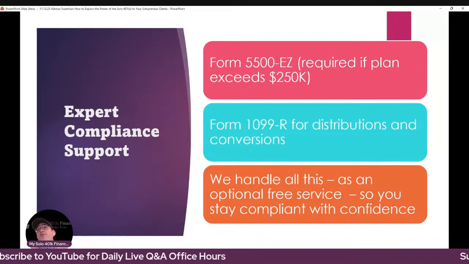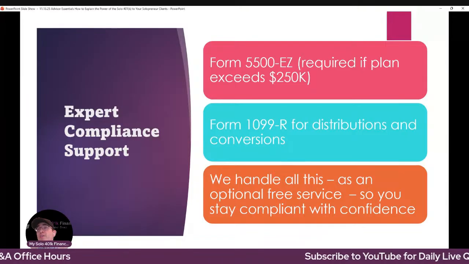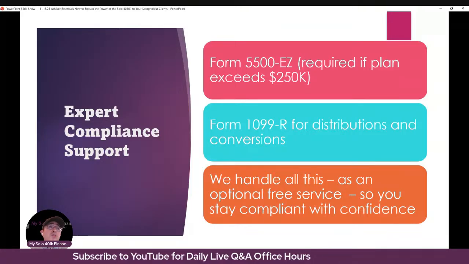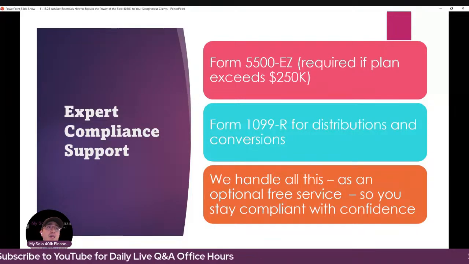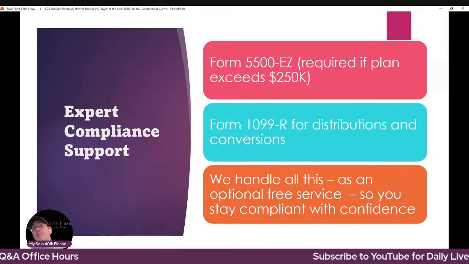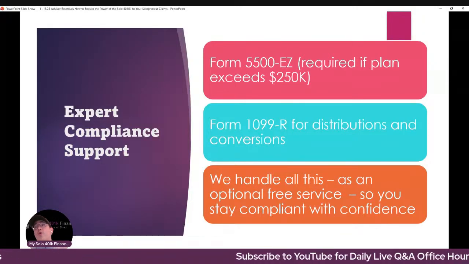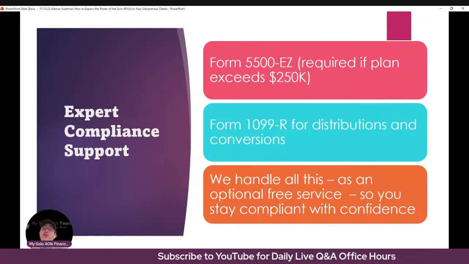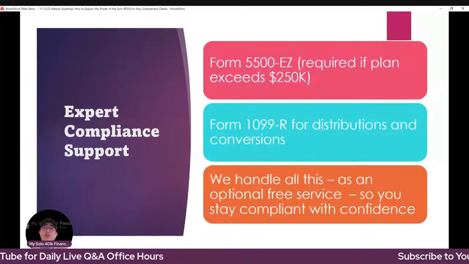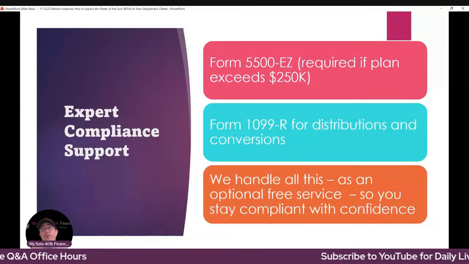In addition, a Form 1099-R. Again, an optional free service. Customers just have to let us know in a timely fashion, or their advisors will submit the forms on our website, which are available 24/7, to provide us the information we need to prepare the 1099-R. 1099-R would be needed if funds are leaving the plan, like a distribution or a rollover, or if they're converting within the plan, say from a pre-tax status to a Roth status, or an after-tax status to a Roth status. So like in the mega backdoor Roth scenario.